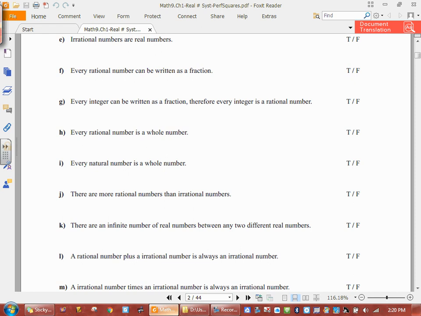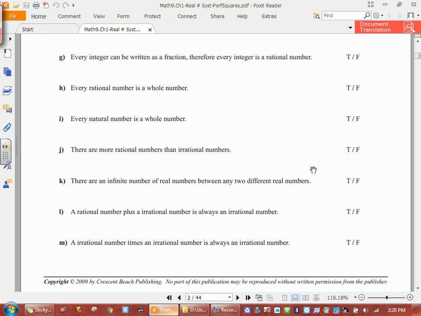Every integer. So now we're talking about the integers and the fractions. The integers are in the smaller box. So this one's saying that every integer can be written as a fraction. Therefore, every integer here is a rational number. Yeah, because you can write all of these numbers in fractions. Okay?